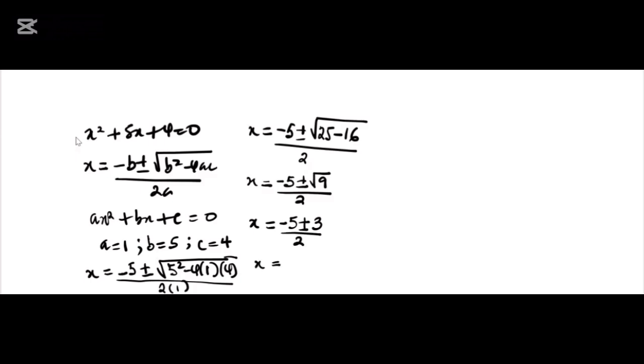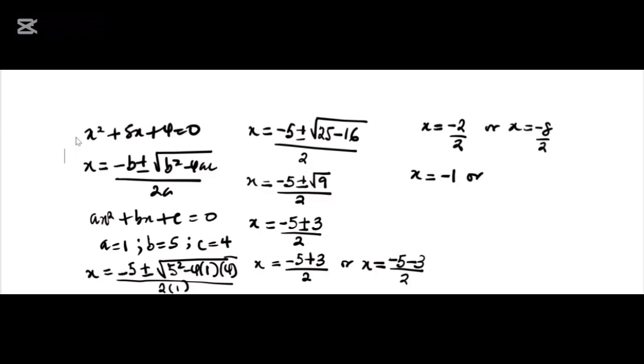This means that I will have minus 5 plus 3 all over 2, or my solution could be x equals minus 5 minus 3 all over 2. This is coming from the plus or minus you have here. So the plus part will be considered, and then the minus part will be considered. If you continue with solving the problem, you end up having x equals minus 5 plus 3, which is minus 2, divided by 2, or x will be equal to minus 5 minus 3, which is minus 8, divided by 2. So the problem reduces to minus 2 divided by 2, which is minus 1, or x equals minus 8 over 2, which gives us x as minus 4.